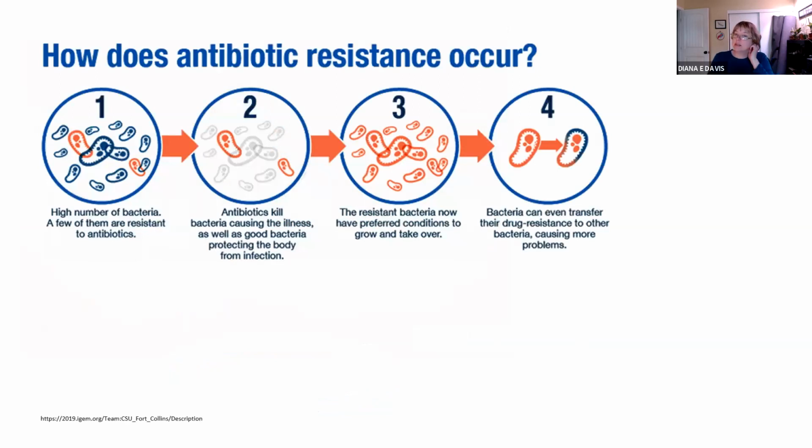And in modern times, because we have overused antibiotics, both in our bodies and in farm animals in particular, we're starting to see antibiotic resistance.